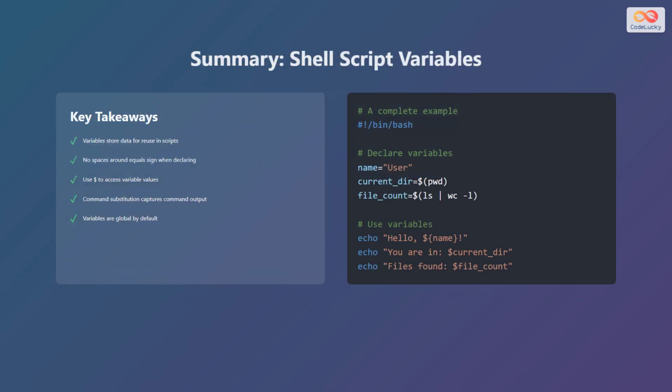In summary, variables are used to store data for reuse in scripts. When declaring variables, ensure there are no spaces around the equals sign. Use the $ symbol to access variable values. Command substitution captures the output of commands, and variables are global in scope by default. Let's look at a complete example. The shebang line specifies that the script should be executed with bash. We declare variables for the name, current directory, and file count. Finally, we use these variables with the echo command to print a personalized greeting, the current directory, and the number of files found.